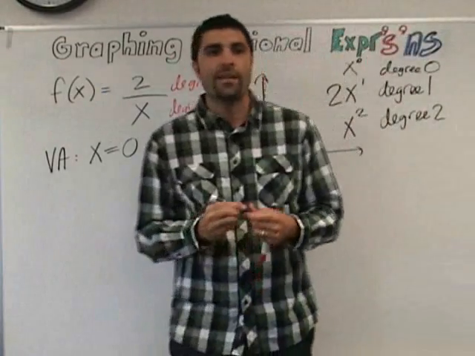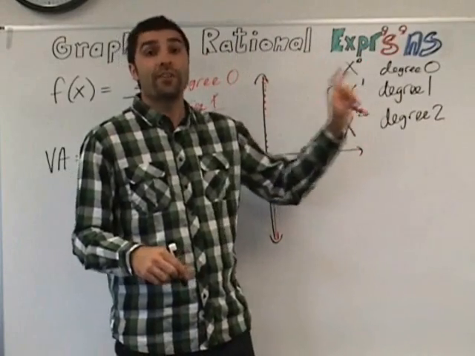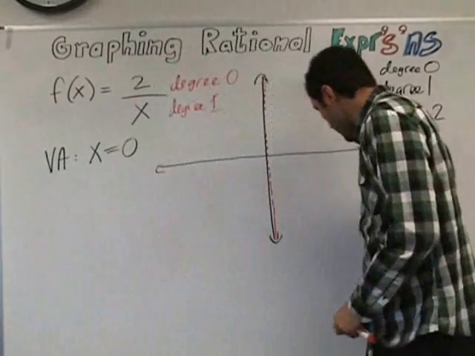Because isn't the degree based on the exponent of the variable? Oh, okay. Yeah. So this is degree 0.